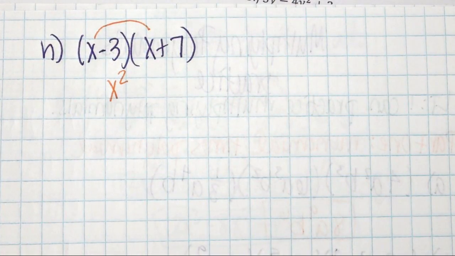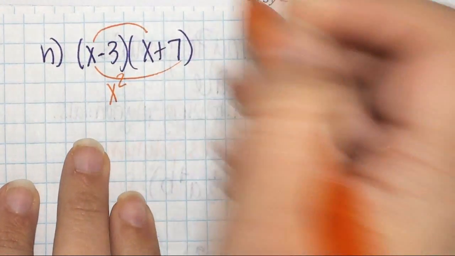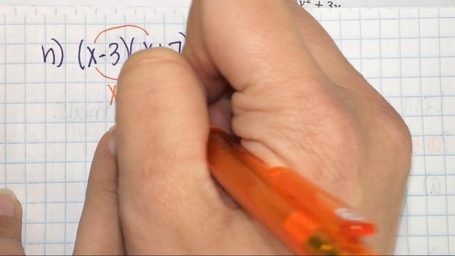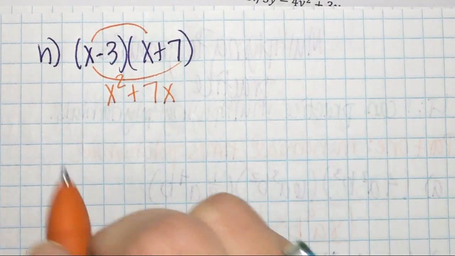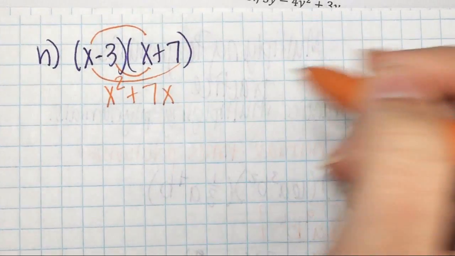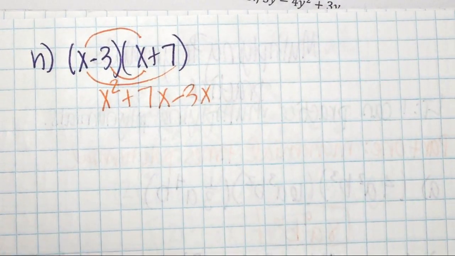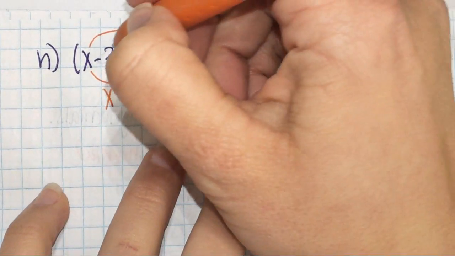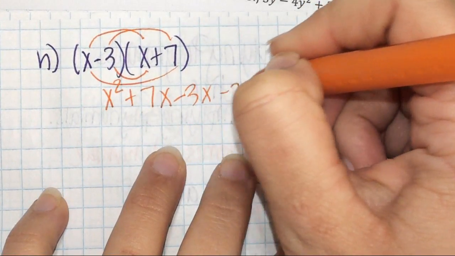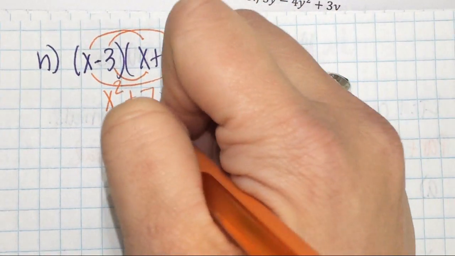What does the outside mean? What two things do we multiply together? x and 7. And what's x times 7? 7x. Alright, and then what does the I stand for? Inner. So negative 3 times x, which is negative 3x. Okay, and what does the L stand for? And what do I multiply? And then what do I do? Combine like terms.